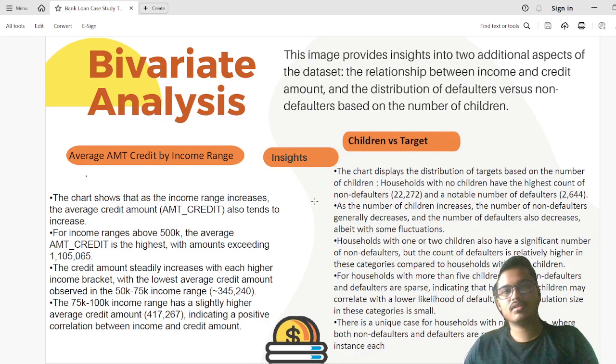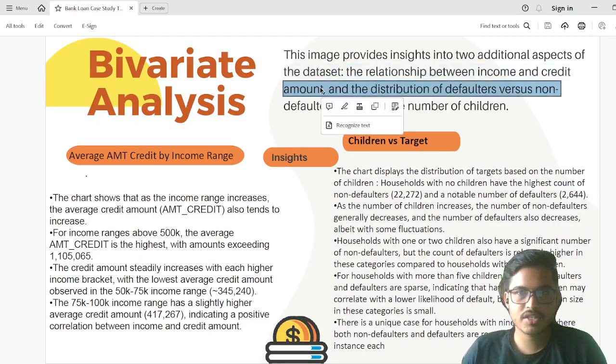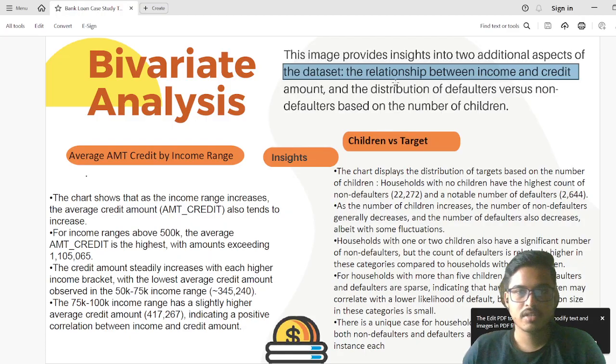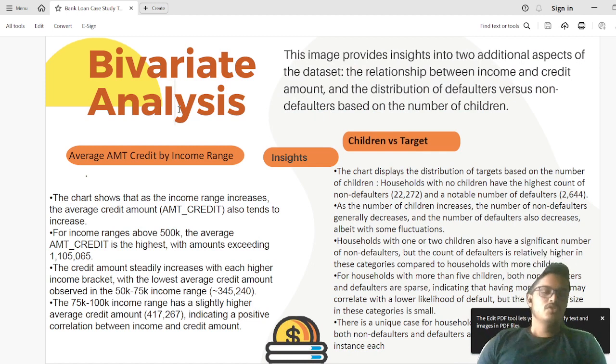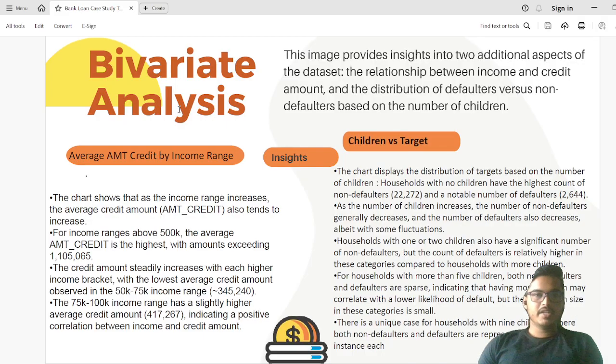So these are some insights. The above image already provides insights into the two additional aspects of the dataset: the relationship between the income and credit amount, and the distribution of defaulter versus non-defaulter based on the number of children. First we'll be talking about the average AMT income and average AMT credit by income range.